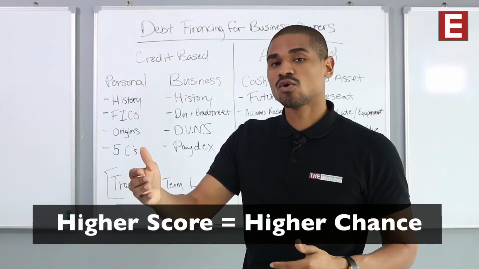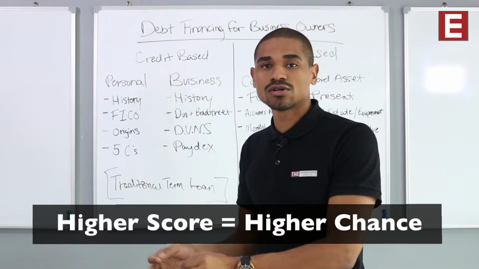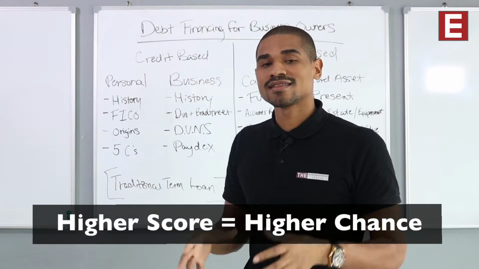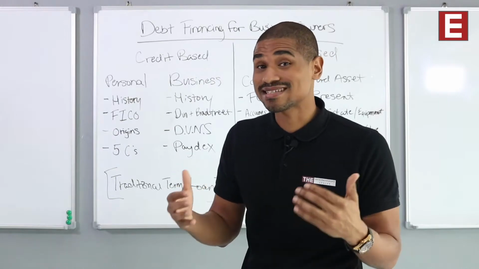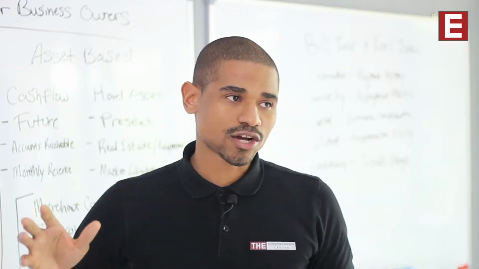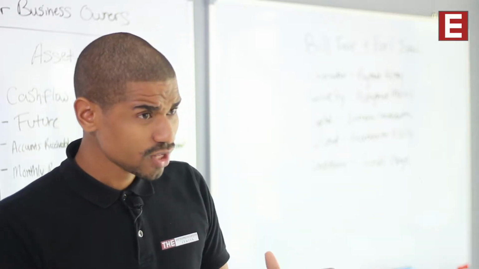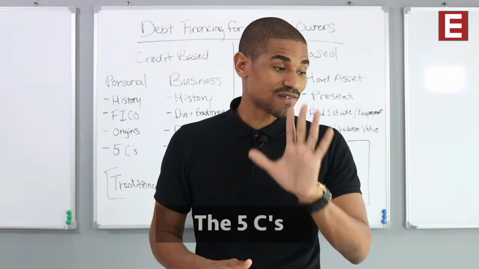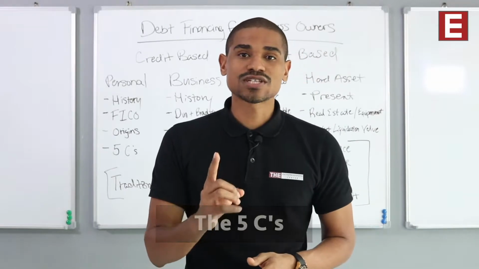But the higher you are on that system, the less risky you look to lenders and the higher chance that you're going to get the best capital at the best interest rates possible. Normally when it comes to credit in a credit system, lenders use something called the 5 C's to make decisions. The first is character.